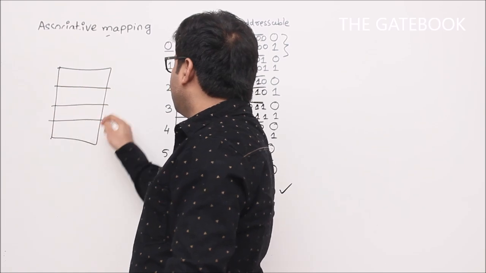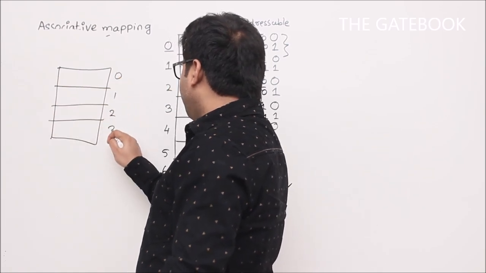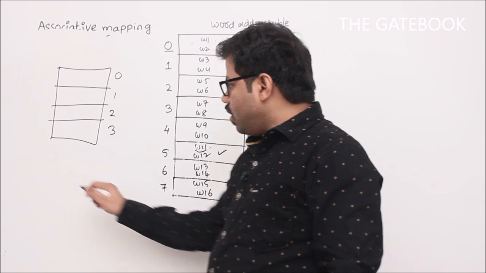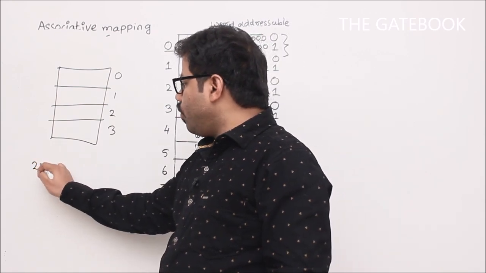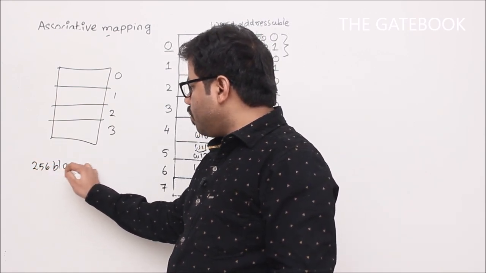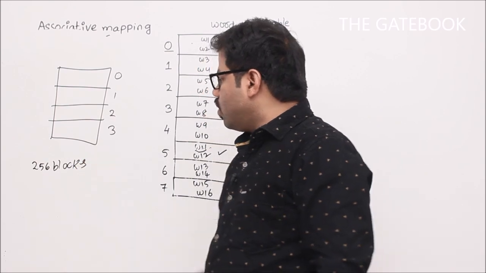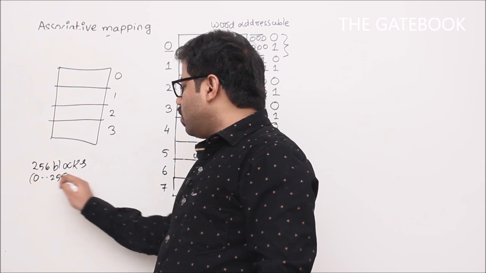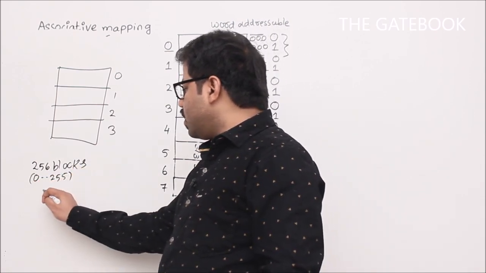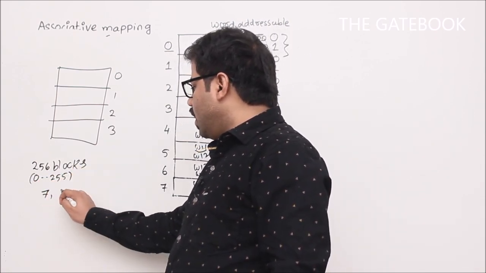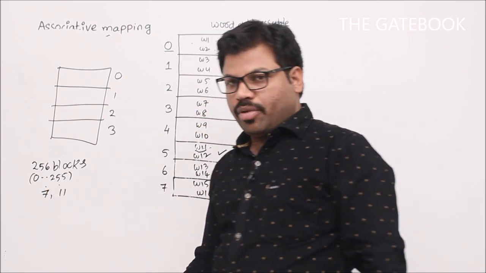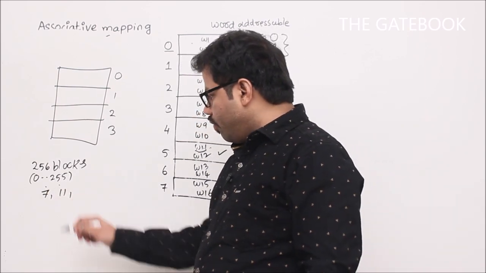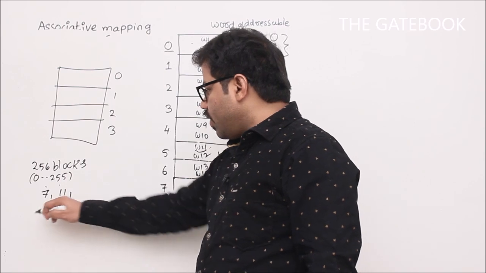0, 1, 2, 3. Okay, and let's say main memory contains 256 blocks. Now they are numbered 0 to 255. Now the memory references are, let's say, 7, 11. These are all block numbers, main memory block numbers. The current memory references we are getting are 7, 11.